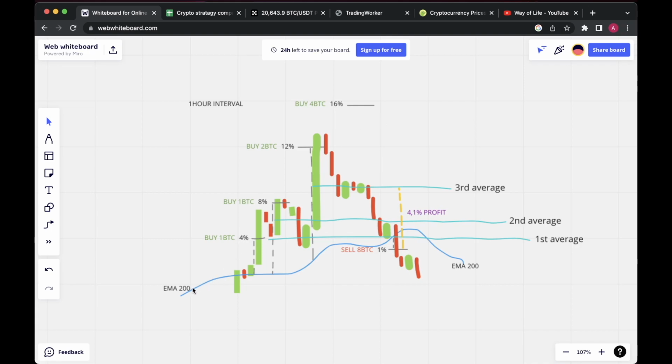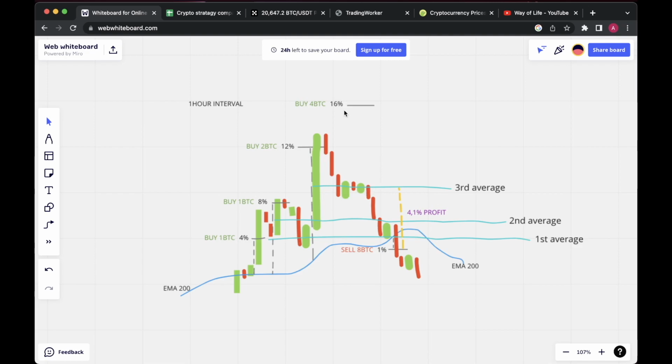You can see that we have the 200 EMA, and let's say we have 8 Bitcoin and we decided to get into the position with 1 Bitcoin, so it's 4%. It's the first average. We are at the same price as the entry of the position. Then when we reach 8%, the average is higher, and then the same with 12%. The first time you just need to double the previous position amount. This is just 1 Bitcoin. Then we decide to double it, it's 2 Bitcoin. The average again is much higher than it was previously.